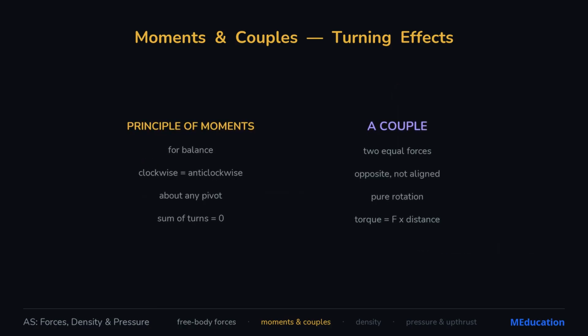When something balances, the principle of moments applies. Total clockwise moments equal total anticlockwise moments about any pivot. A couple is special. 2 equal and opposite forces that don't share a line, producing pure rotation with no resultant force. Its turning effect, the torque, is 1 force times the distance between them.